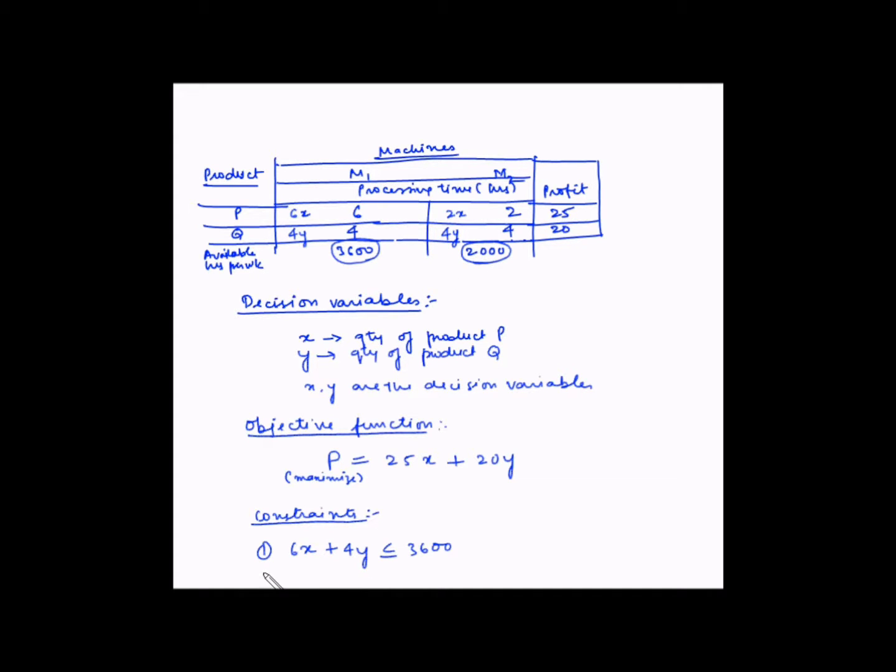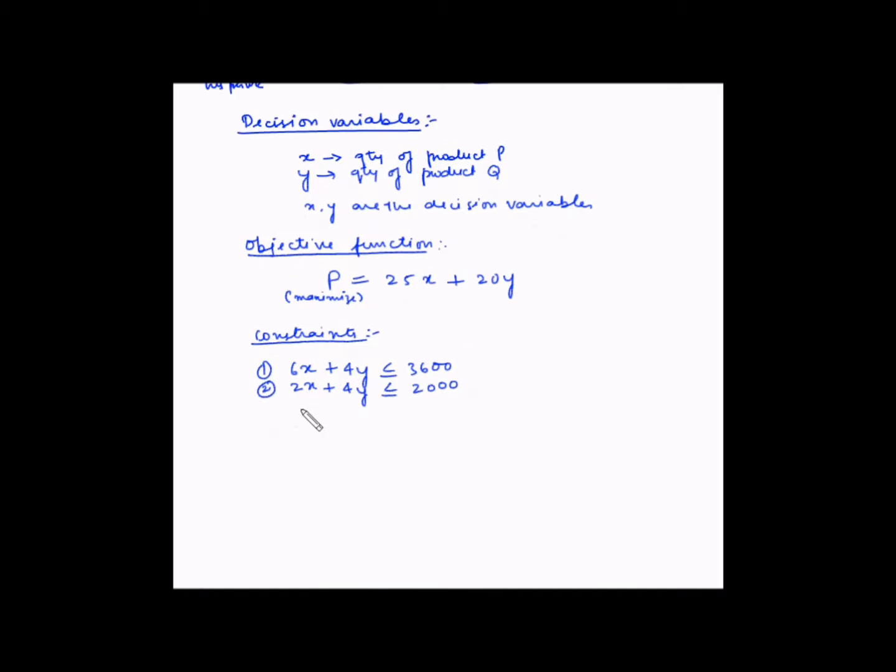So our second constraint becomes 2X plus 4Y is less than or equal to 2000. And of course, our normal constraint for any linear programming formulation is that X and Y should be greater than or equal to 0.